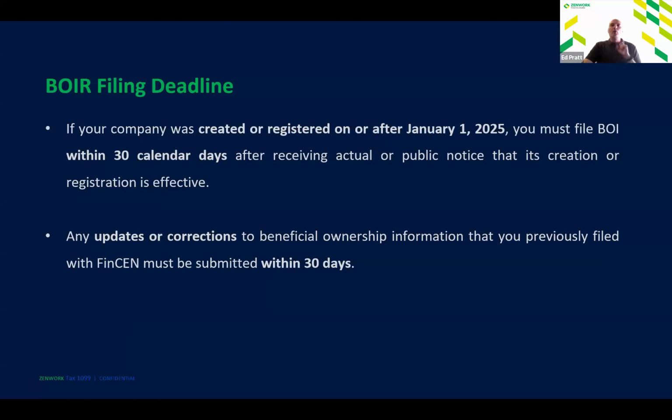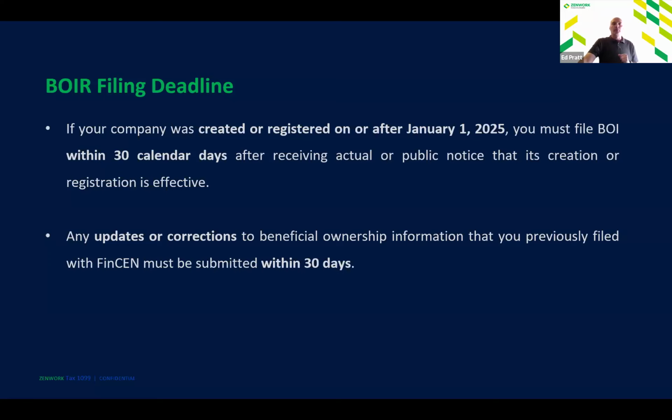So what happens going forward? So going forward, the time frame you want to remember is 30 days. So starting January 1st of 2025, if you register a corporation, or if you register an entity, I should say, then you have 30 days to report that entity through the FinCEN BOI report. Updates or corrections that need to be made to beneficial ownership information also need to be submitted within 30 days. That applies even now.